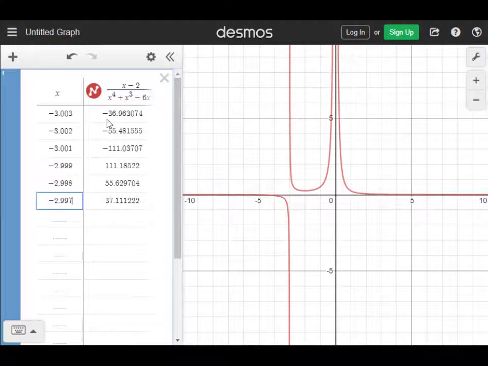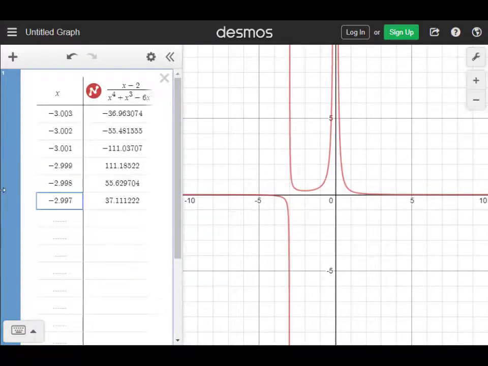Okay, now when I look at the pattern, you got to be very, very careful here because it looks like it's going to the same number. It's following the same pattern on each side. You have a 37, a 55, 111, but on one side it's positive and on the other side it's negative. Those are different, so no matter what, the answer is going to be DNE again. So the limit as x approaches -3 does not exist because it's positive on one side, it's negative on the other. It's not going to the same thing.